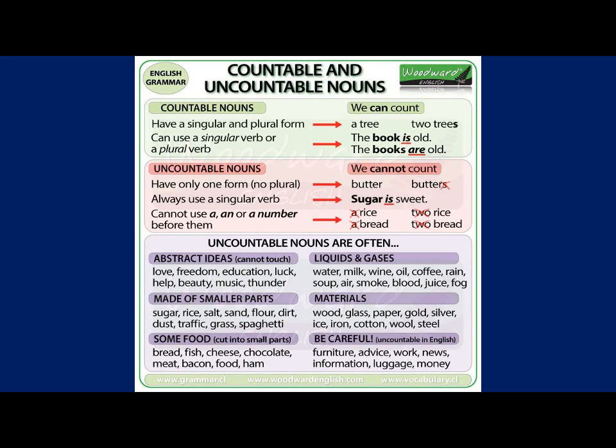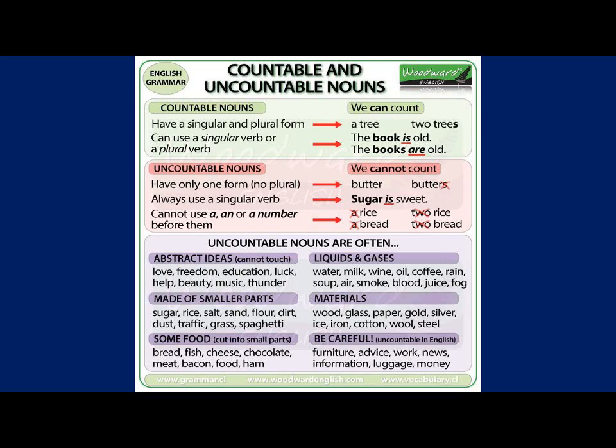You can use a singular verb or a plural verb. You see the example? The book is old. The books are old. So with these countable nouns, is is the verb that is used for singular, are is the verb that is used for plural. It's important to remember that.